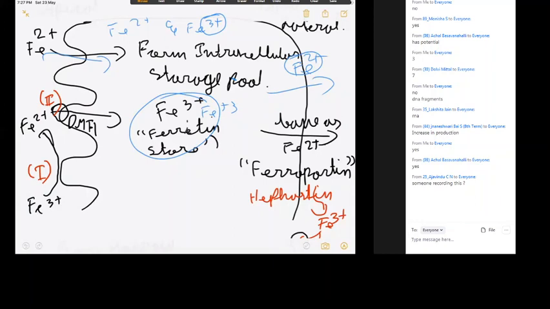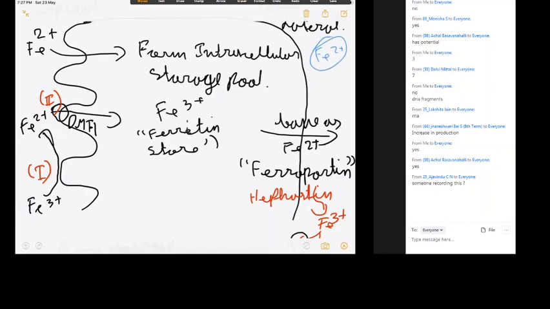Understood? Now, once it comes out, this Fe2+ will have to bind to a transport protein, right? But it will not bind to the transport protein in the form of Fe2+. It has to bind as Fe3+. So you have an enzyme called hephaestin, which converts your Fe2+ into Fe3+.